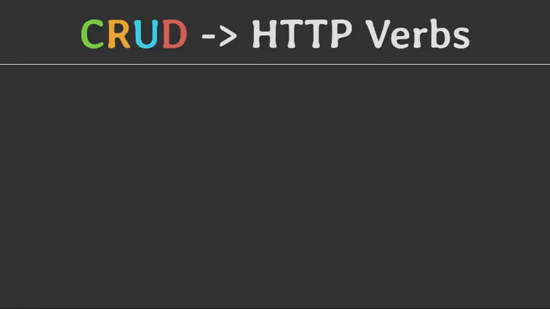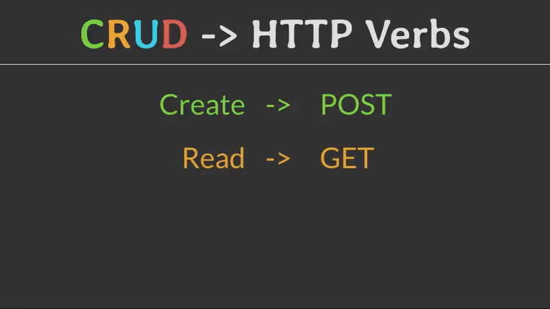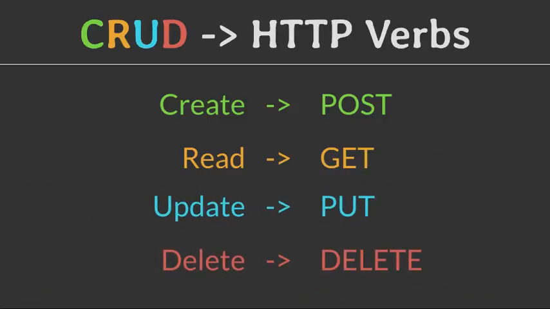This is how the CRUD operations can be mapped onto HTTP verbs. Create is mapped to HTTP post. Read is mapped to get, update to put, and delete to delete. This assignment is not absolute. For example, both put and post could be used to create or update data.